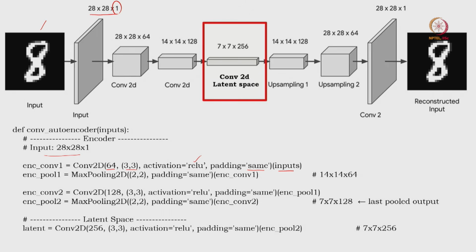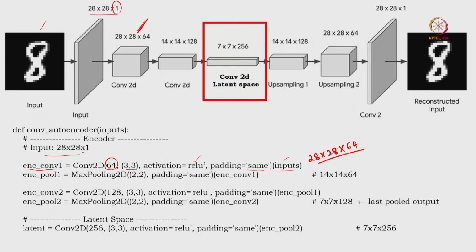For this we are passing an input. What input? 28 28 1. So the resultant is given to this particular variable. So what will be the output here? The output, since padding is used, is 28 cross 28, and how many such filters have we used? 64 such filters we have used. So that is the output we have obtained.